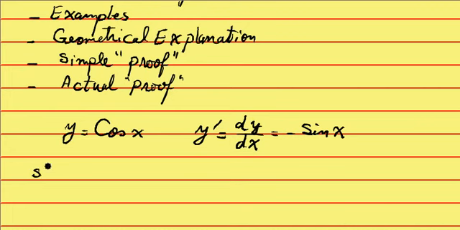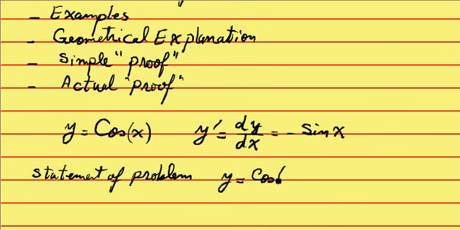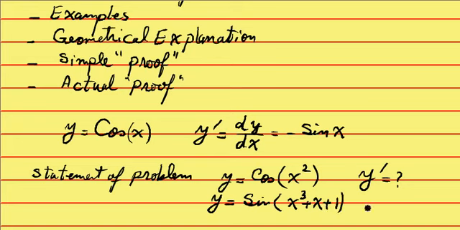Here is the statement of the problem. What if the argument that I was using in cosine wasn't just a simple x, but some other function? So suppose I have y is equal to, say, cosine of x squared. What would the derivative be? Or if I had y is equal to, say, sine of x cubed plus x plus 1, what would the derivative be in that case, and so on.